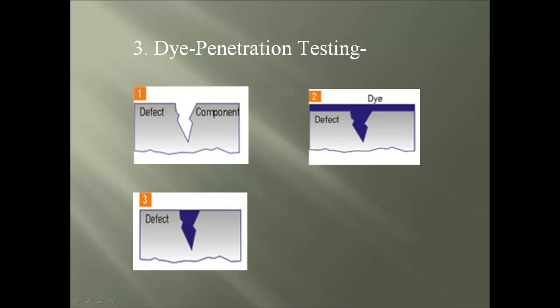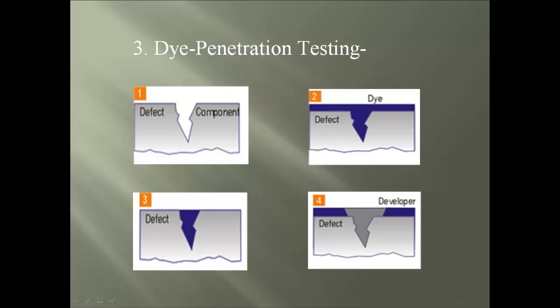All excess penetrant must be removed, and the application of a developer takes place which draws out the penetrant from the defect. And the result is an indication shown as a high color contrast which magnifies the presence of the defect for visual interpretation.